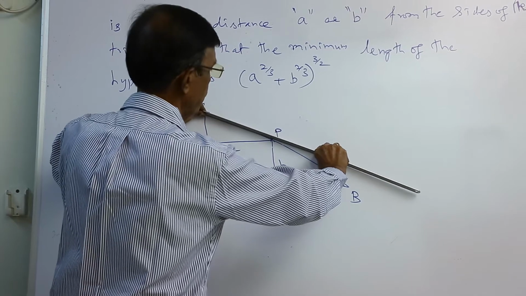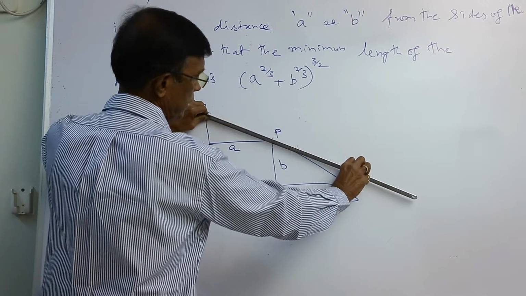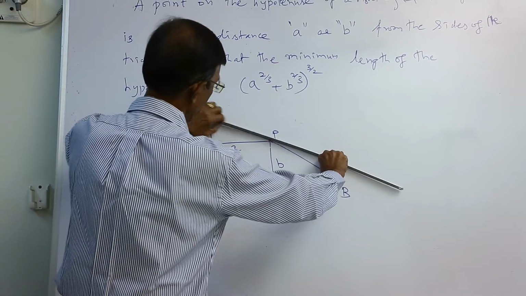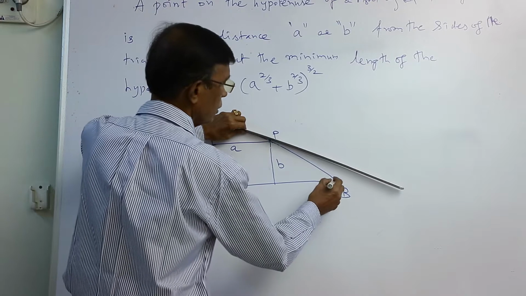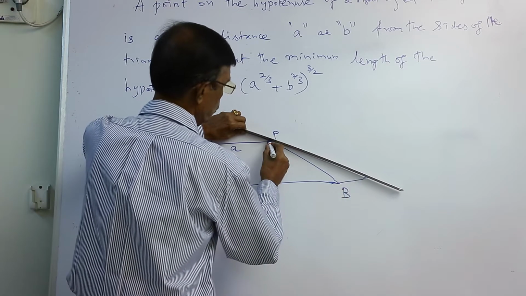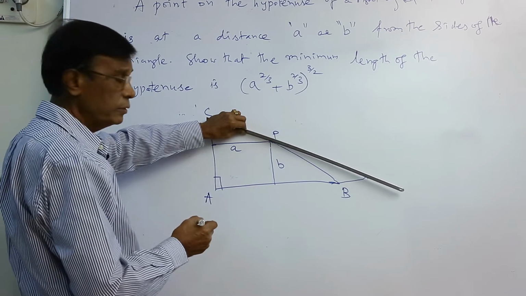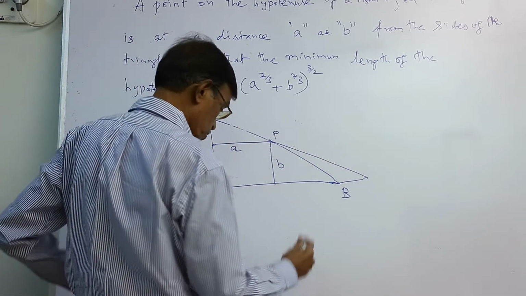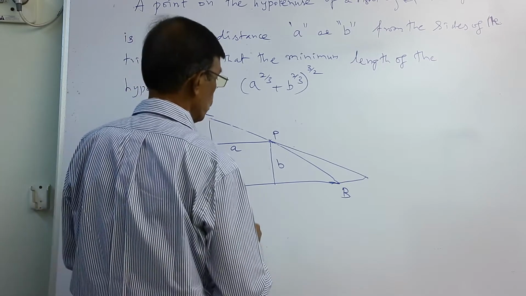What happens? See this thing? Now what happens? Here I can just produce AB up to this thing. So your hypotenuse has now become maximum, isn't it? So now this is for you to explain to them. It is not so. That is so, but it can be done.